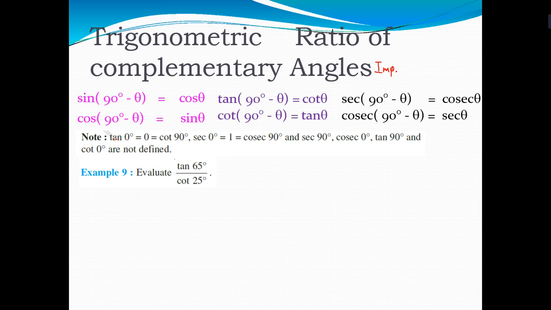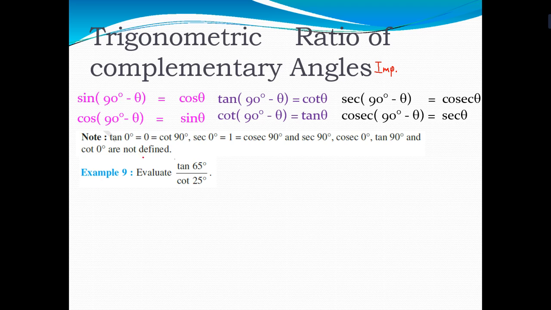Again, remember that tan 0 degree and cot 90 degree, answer is 0. Sec 0 and cosec 90, answer is 1. And sec 90, cosec 0, tan 90 and cot 0 are not defined.